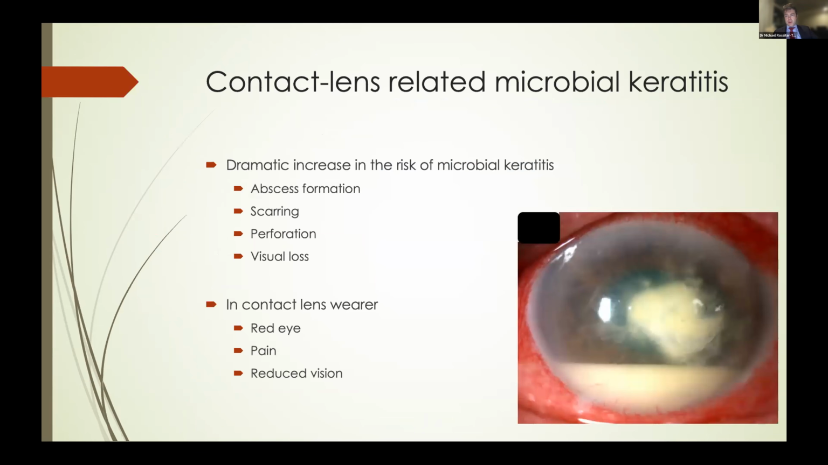Now, contact lens-related microbial keratitis is one of the most severe things that can happen, as this picture demonstrates. This patient has a huge corneal abscess with a hypopyon. The key thing to recognize this is to establish whether the patient in front of you with a red, painful eye wears contact lenses. And if that is the case, they need urgent referral and assessment.